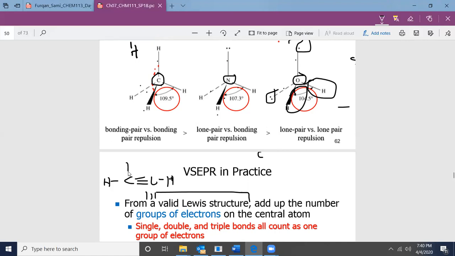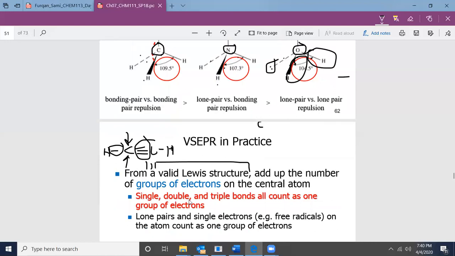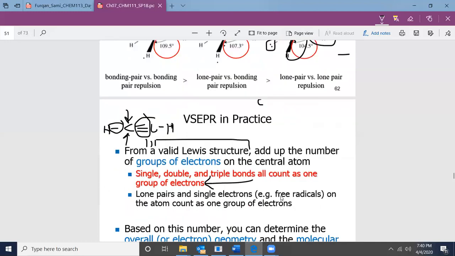If I talk about this center here and ask how many electron groups, I'm simply saying electron groups. I'm not saying lone pair or shared pair. I'm just saying the total number of electron groups around this atom. So it's going to be one and it's going to be two. Why? Because single, double, and triple bonds all count as one group of electrons. Keep that in your mind. That's why it is in red. It's the most important thing.